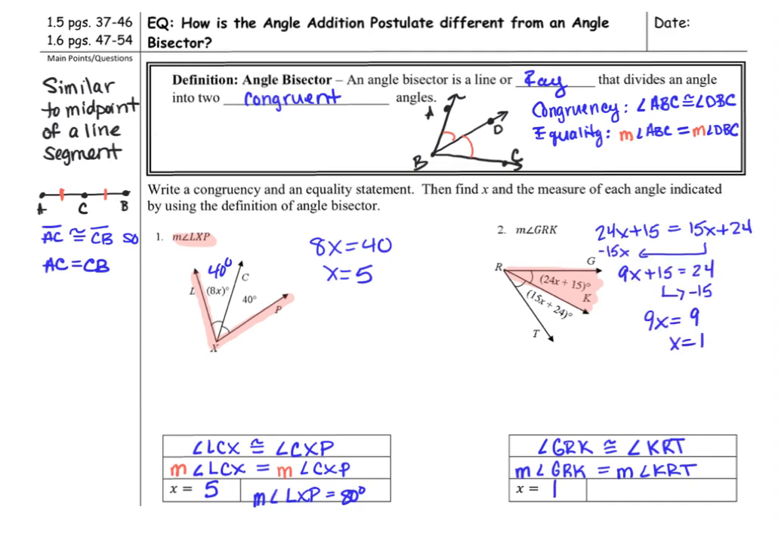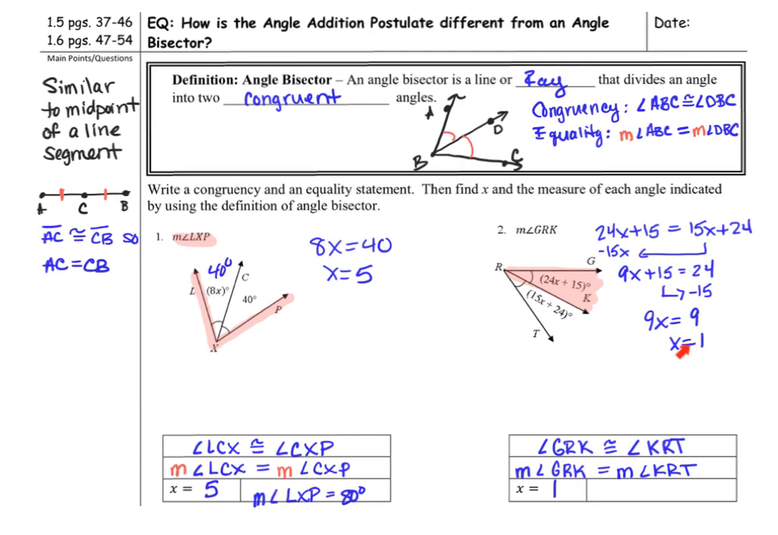Okay, I got x is equal to 1, so I subtracted the 15x from both sides, and then 24 minus 15x is 9x. And then that left me with 9x plus 15 equals 24. Then subtract the 15 over, 24 minus 15 is 9. Divide by 9, you get x equals 1.